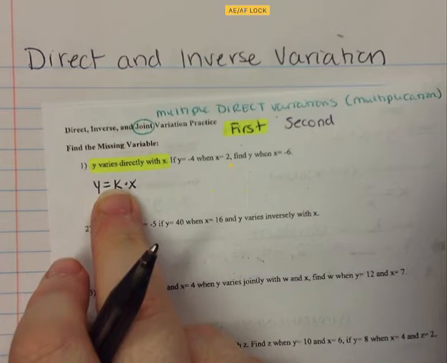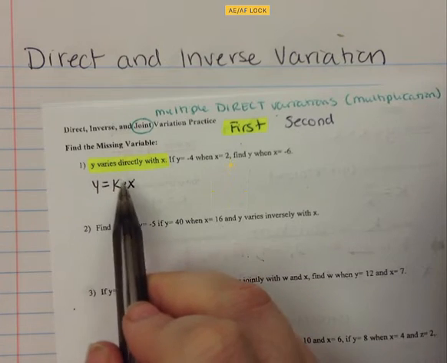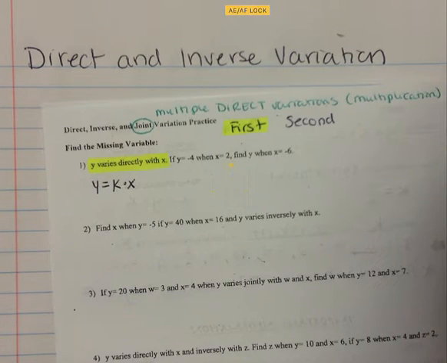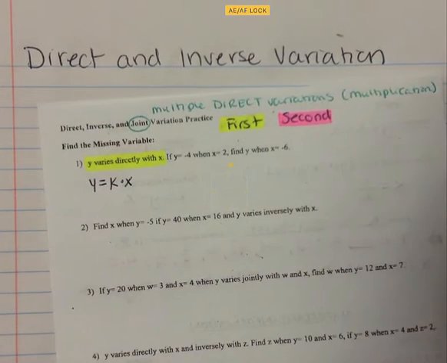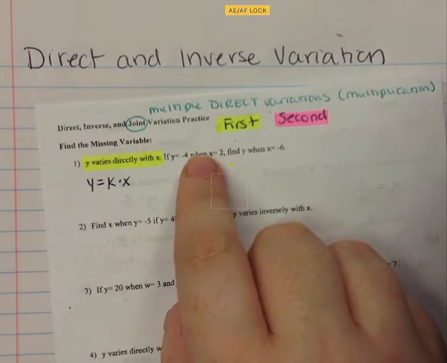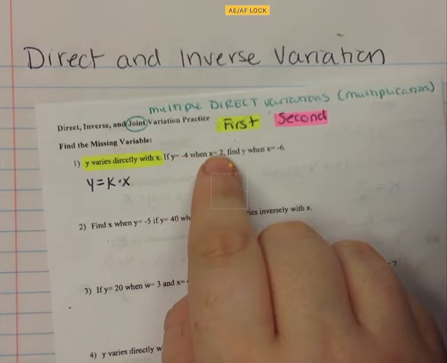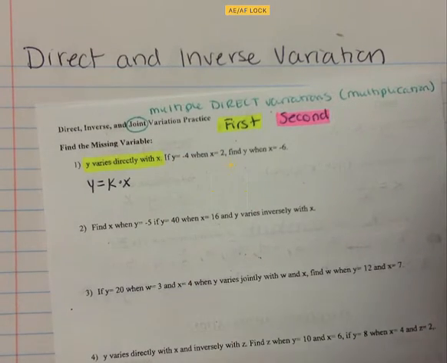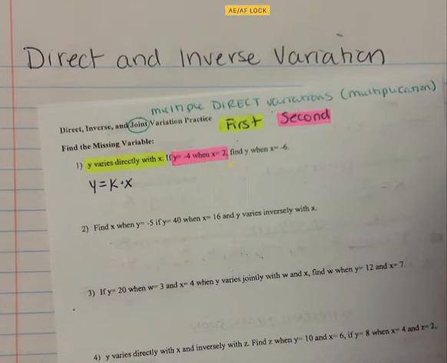In order to find our k value, because our constant will determine everything for the problem, we have to have a y and x together, kind of like a coordinate. I'm going to highlight this in pink. We want to find a coordinate where we have x and y at the same time. Right here when it says y equals -4 when x equals 2. Because it says when, that means that the -4 and the 2 go together. So this is the second thing that you want to look for, is when you have an actual coordinate.